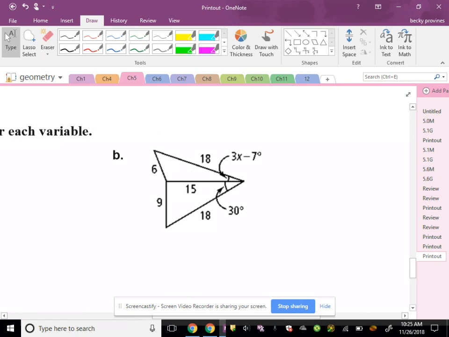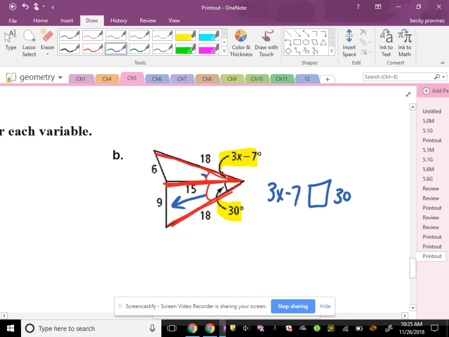Let's see if we can figure this one out. Do they have two sides in common? Well, I see they both have an 18, and they both have a 15 in common. It's reflexive. So these two angles here, I'm comparing these two. Which one is larger? Is 3x minus 7 larger, or is 30 larger? And you can tell by looking straight across. So of course 9's bigger, so that means the 30 is bigger.